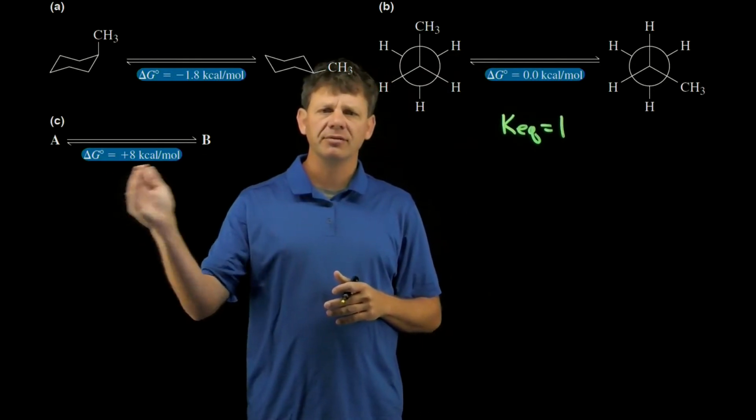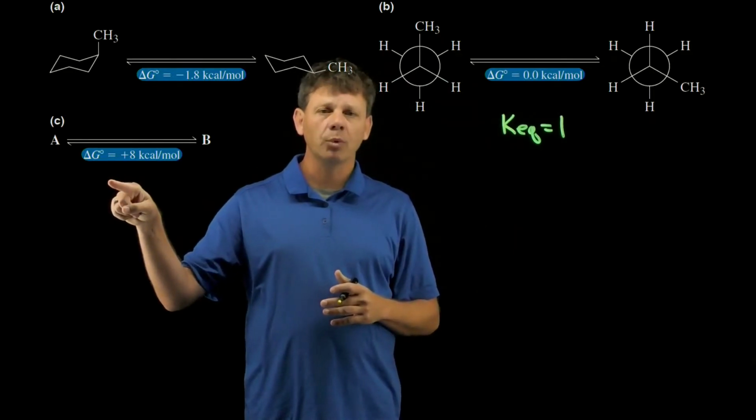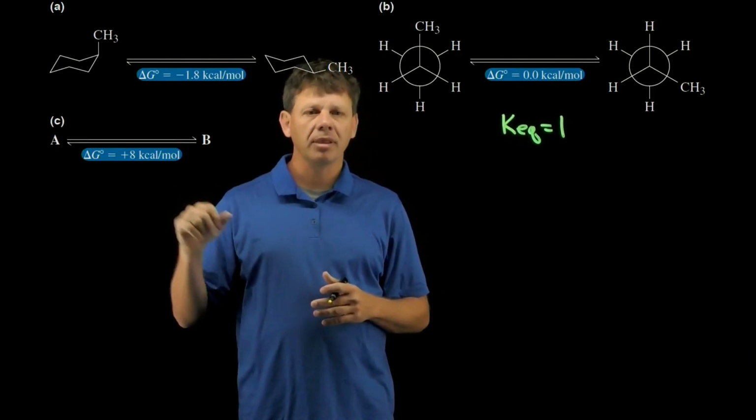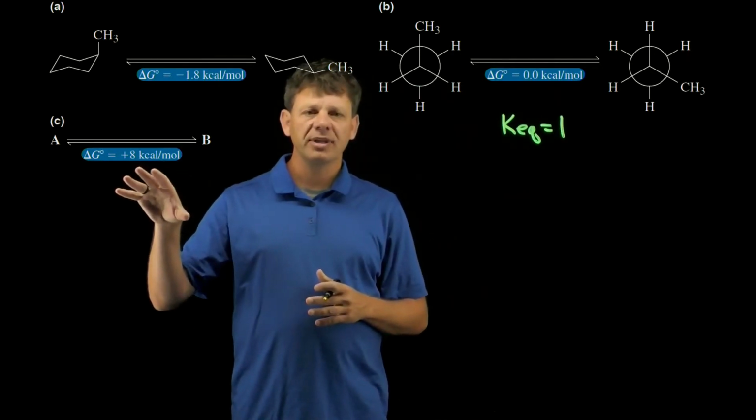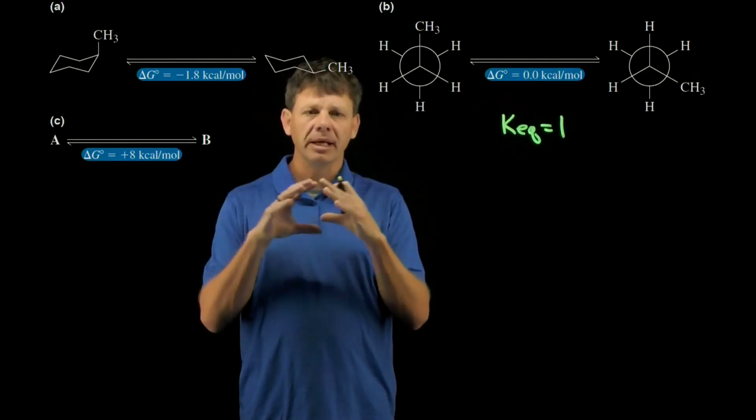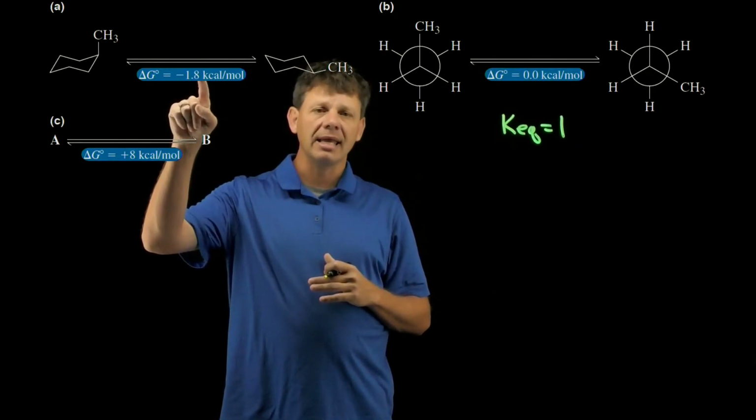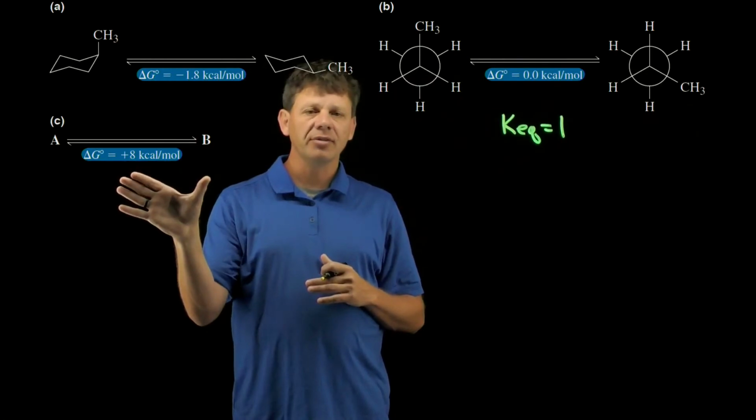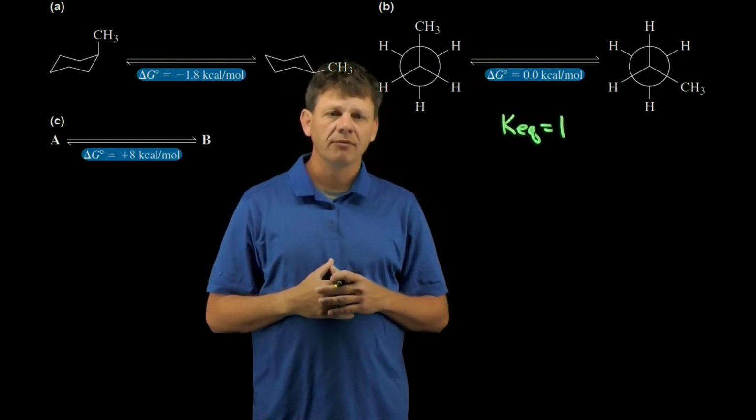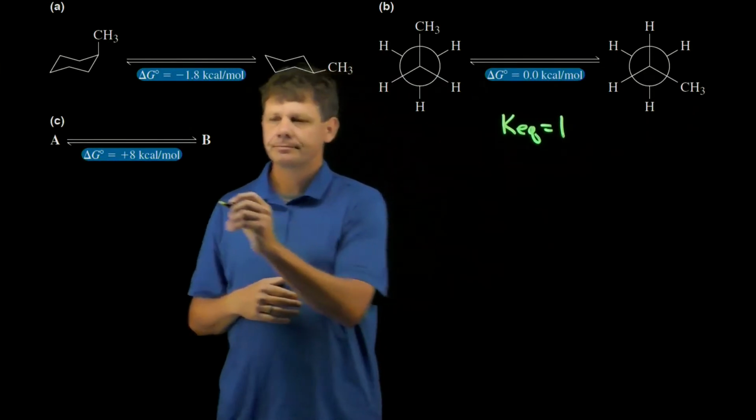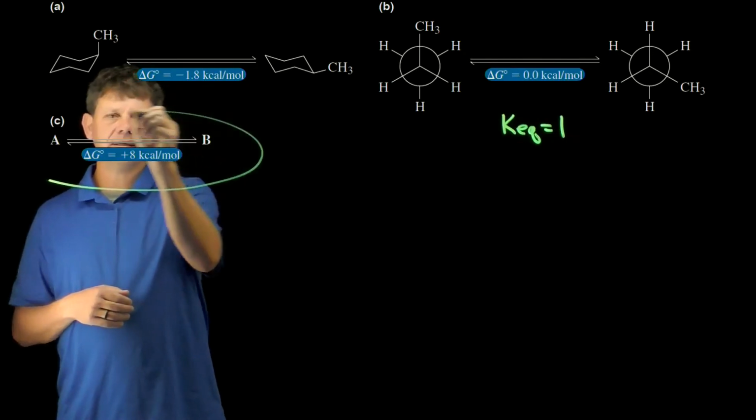Down here in this reaction of A going to B, it's uphill towards B, meaning A is more stable by a total of plus 8 kilocalories per mole. Since A is more stable by a larger number, by a larger delta G, compared to the answer in A up here, that tells us that the ratio of favored to unfavored is going to be largest for reaction C. So the answer to this question is this.